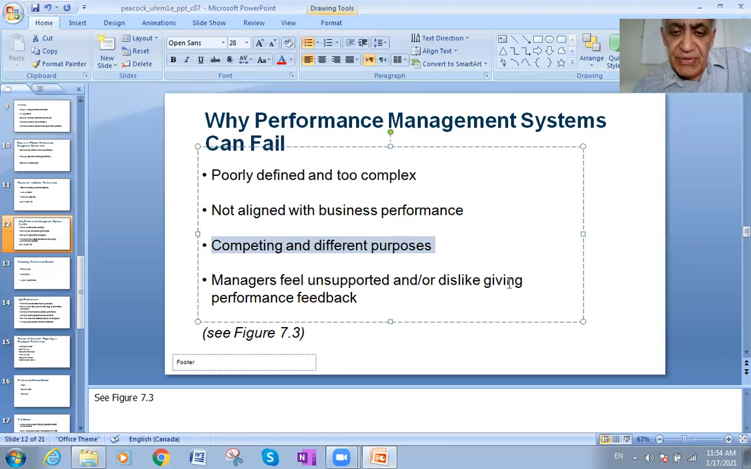Managers feel unsupported and/or dislike giving performance feedback. And this is another problem we talked about before. One of the problems of management is not giving feedback or not taking feedback from employees. So in both cases, you have to give feedback and you have to take feedback from your employees, and that's how you will work.